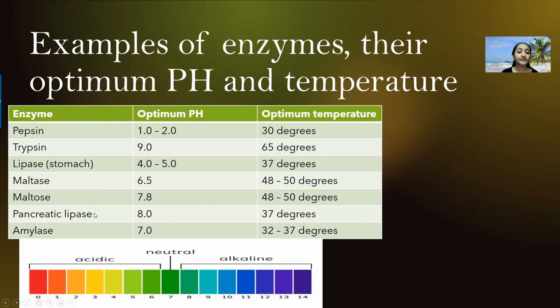Pancreatic lipase is formed in the pancreas of our body. It works best at pH 8, which is a strong alkaline, and 37 degrees optimum temperature. Amylase works best at pH 7, which is neutral, and 37 degrees optimum temperature. So these are some examples of enzymes and their optimum pH and temperature.